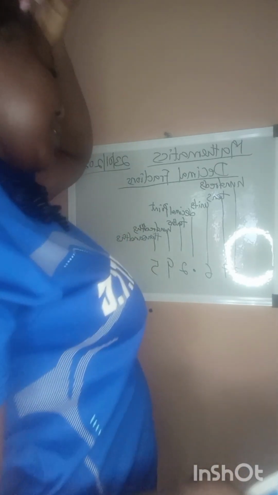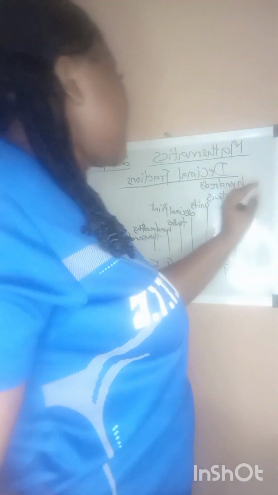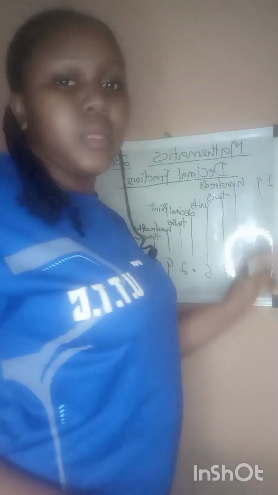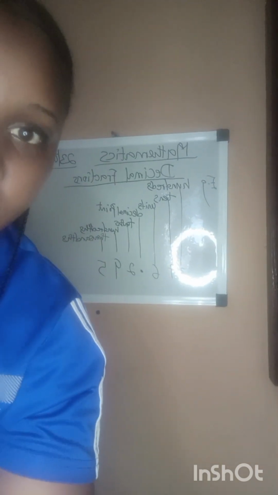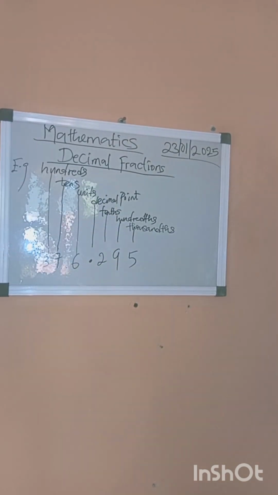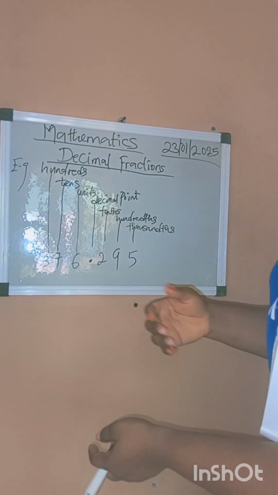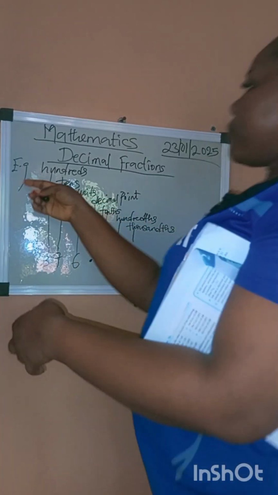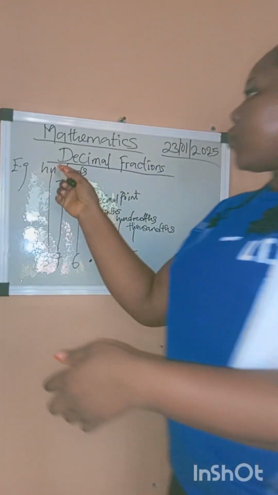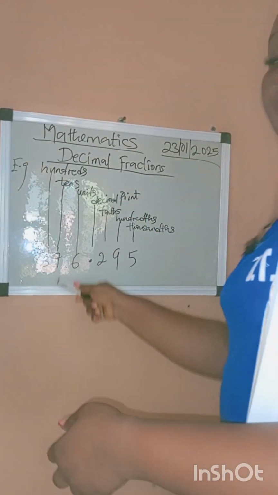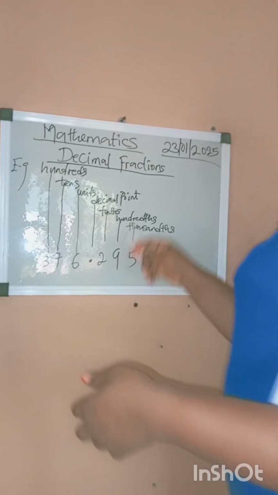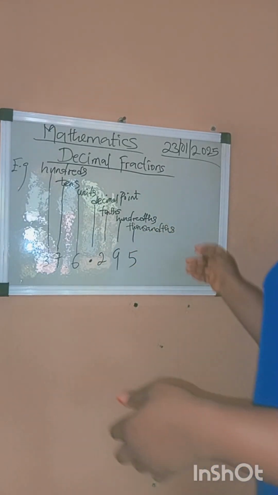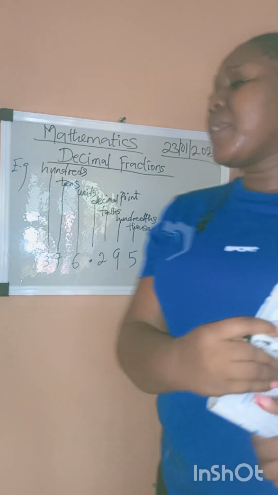Okay guys, you can see the examples I'm giving you right here. I hope you are seeing the board very clearly. So guys, as you can see, this is the point, like the example indicates. Here comes the hundreds, here comes the tens, here comes the units. Here comes the decimal point. And here comes the tens, hundreds, and thousands. Okay, these are examples for you.